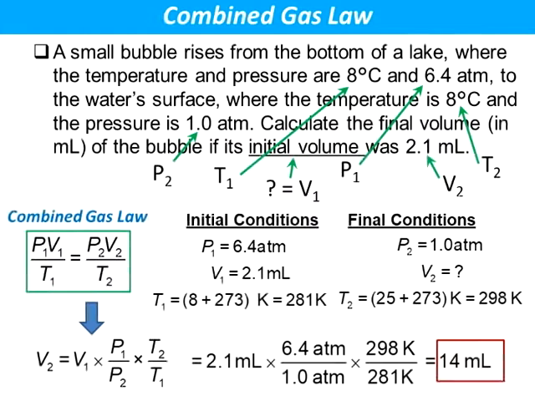We rearrange the combined gas law equation to solve for V2. We put in all the values and we obtain 14 mL for this problem. Again, we know that this is a combined gas law problem by simply marking up the variables in our problem.